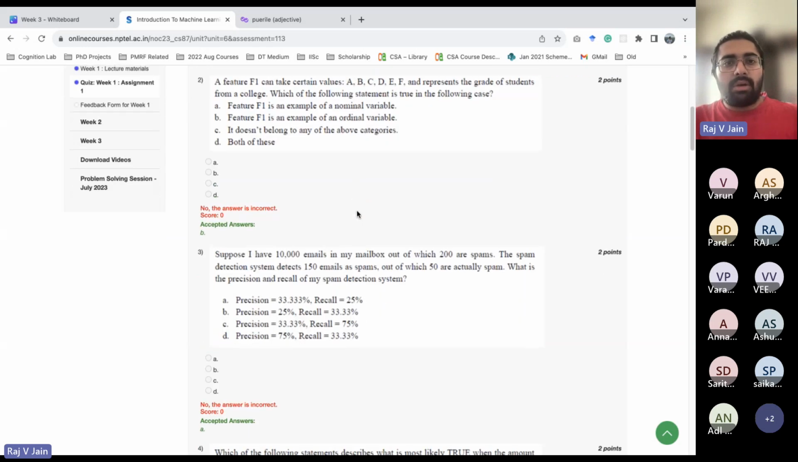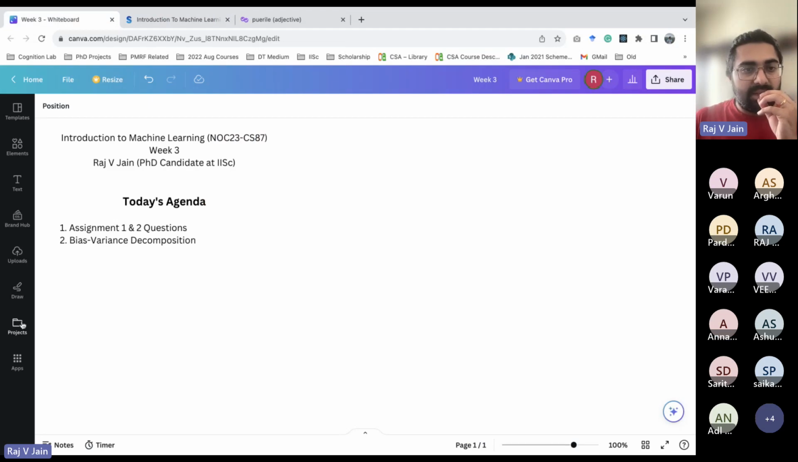Okay. A feature F1 takes certain values A, B, C, D, E, F and represents the grade of the students, and which of the following is true. So F1 is an ordinal variable, right? Anyone who has a confusion here? No, it's nominal plus ordinal, right? I'm sorry. No, it's a nominal variable, right? Normally we say ordinal means named plus ordered, right? So it should be both of these. So the more correct answer is ordinal, right? You're right in saying that all ordinal are nominal, but actually it's more like categorical. So I would just make that distinction.